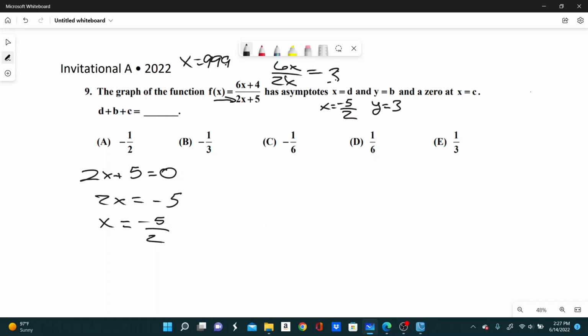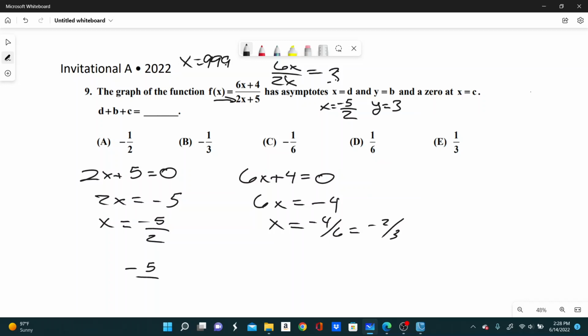And then for our 0, 0 divided by anything except 0 will give you 0. So as long as 2x plus 5 is not equal to 0, which we know is not the case here because that is 0 at negative 5 halves, like we found out earlier, as long as the numerator is 0, then the entire fraction will be 0. So if 6x plus 4 equals 0, then 0 divided by 2x plus 5 is just going to give you 0. So 6x equals negative 4, and so x equals negative 4 over 6, which is negative 2/3.